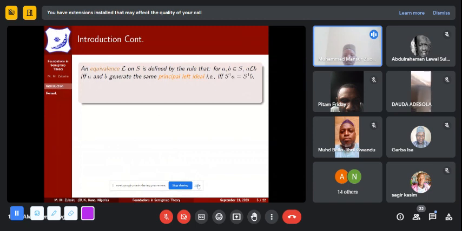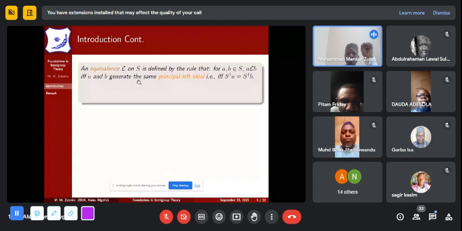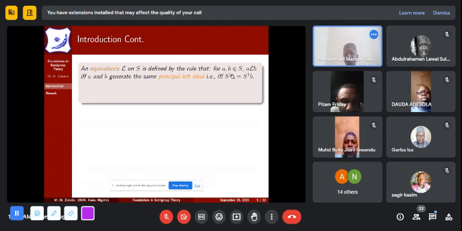Now, an equivalence L on S is defined by the rule that given two elements A and B in a semigroup S, A and B are L related if and only if they generate the same principal left ideal. Meaning that if and only if S1A is the same as S1B.